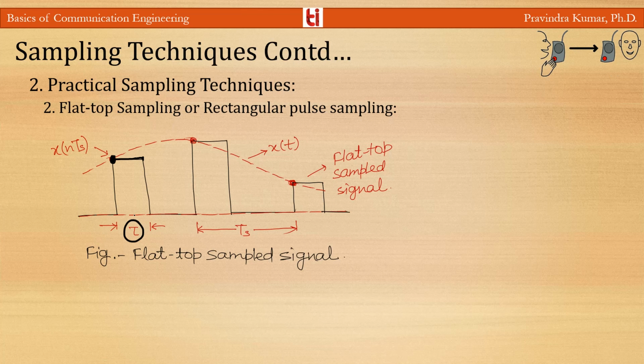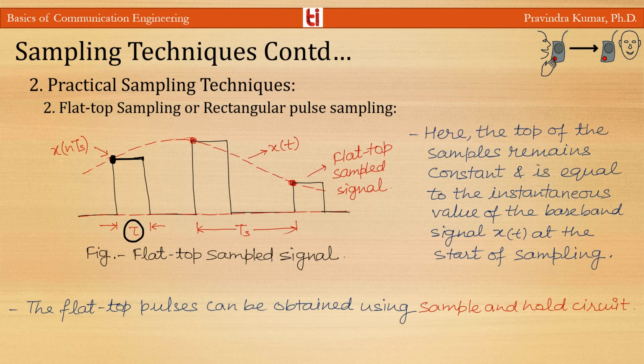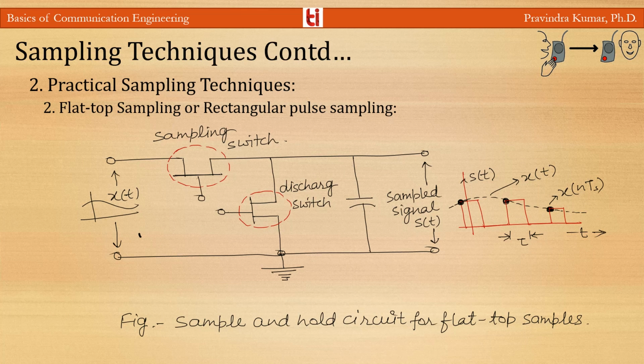So the analog signal x(t) is sampled instantaneously at a rate of 1 by Ts, and the duration of each sample is tau. The flat top pulses can be obtained using a sample and hold circuit, and this is the figure of the sample and hold circuit. It has two FET switches, and the analog signal x(t) is applied to the input of the circuit, and the sampled signal s(t) is obtained across the capacitor.